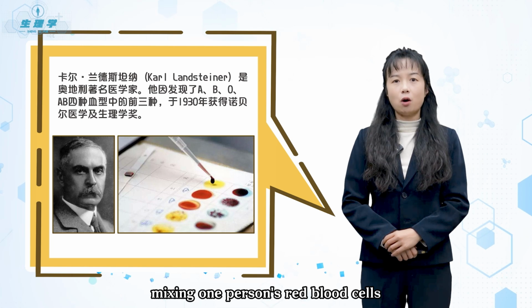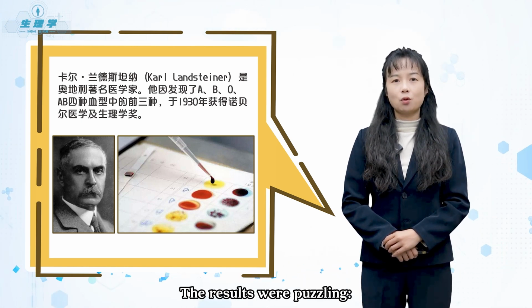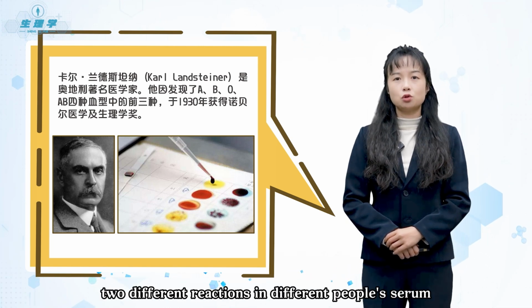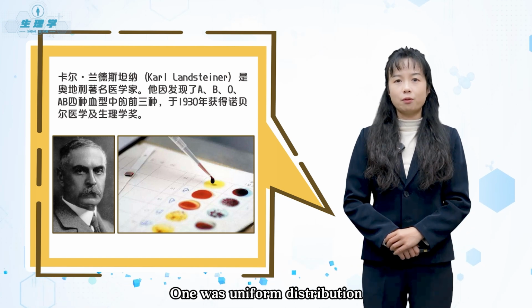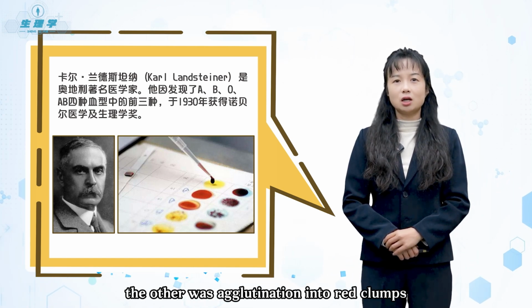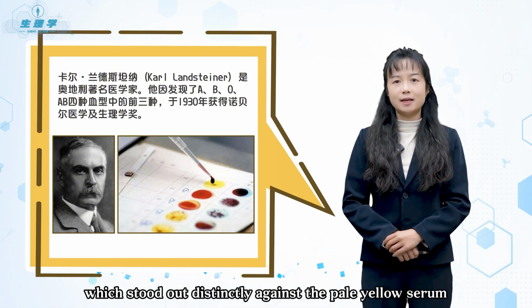Mixing one person's red blood cells with another person's serum and observing the result. The results were puzzling. The same person's red blood cells showed two different reactions in different people's serum. One was uniform distribution, presenting a consistent light red color. The other was agglutination into red clumps, which stood out distinctly against the pale yellow serum.